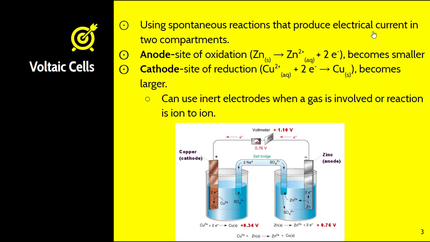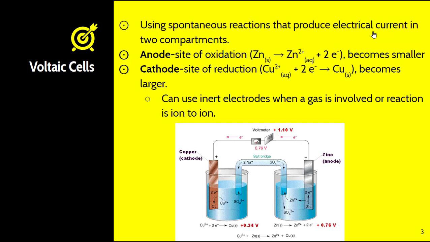Copper, on the other hand, on the opposite side, is the side of reduction. It is going to gain those electrons. So it is going to become larger over time because the electrons move through the wire from zinc to copper. Once it reaches copper, then it reacts with the copper ions that are in solution to form solid copper. So the cathode is going to become larger, and the anode is going to become smaller over time.